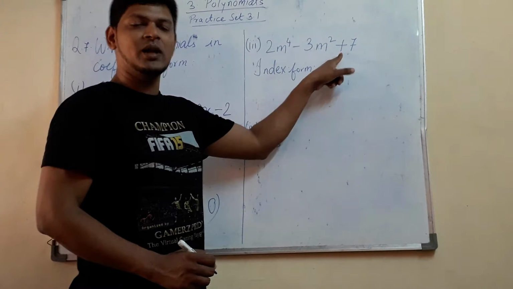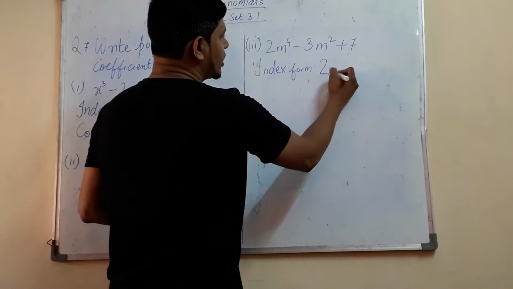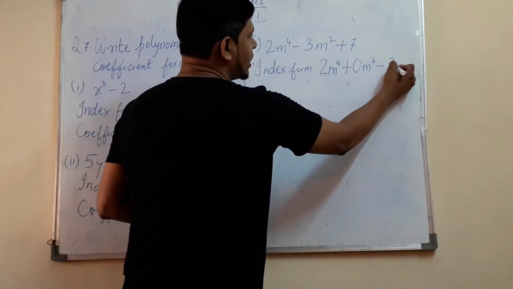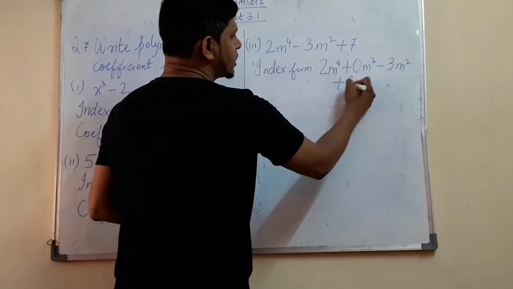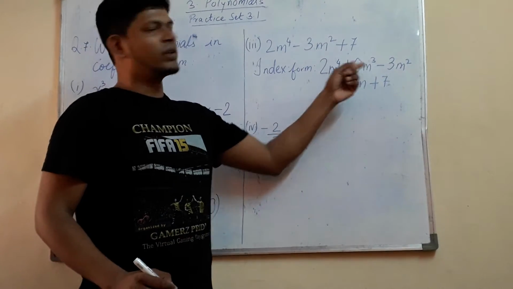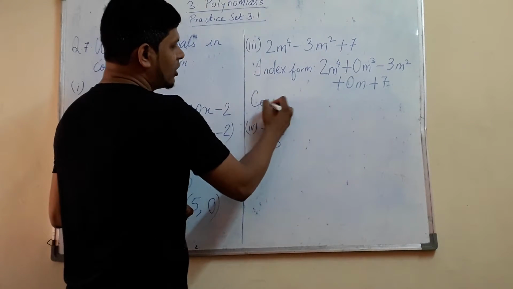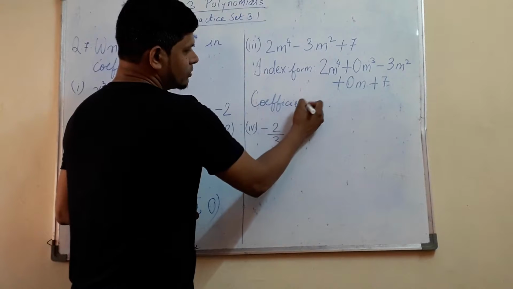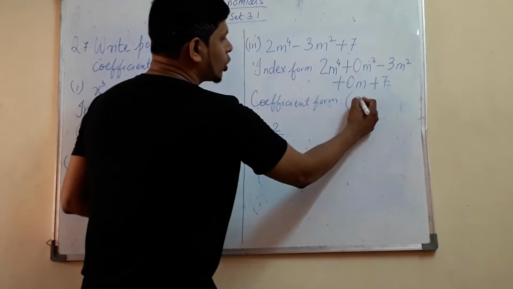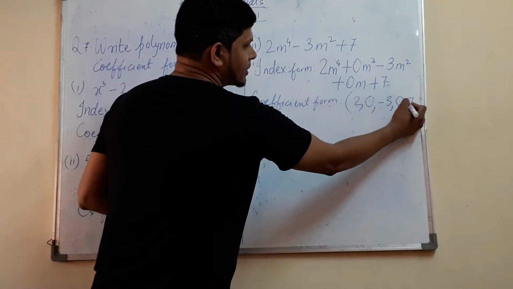So we will write those by putting the coefficient as 0. We can write this as m raised to 4 plus 0 m cube minus 3m square plus 0 m plus 7. So all the missing terms we have written by taking the coefficient as 0. Now we can easily write the coefficient form. Coefficient form, that is in the bracket: 2, 0, minus 3, 0 and 7.